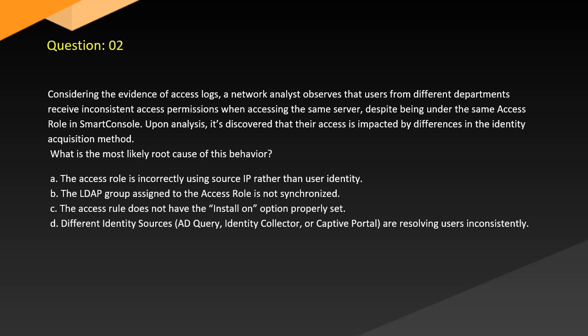A. The access role is incorrectly using source IP rather than user identity. B. The LDAP group assigned to the access role is not synchronized. C. The access rule does not have the install on option properly set. D. Different identity sources, such as Identity Collector or Captive Portal, are resolving users inconsistently.